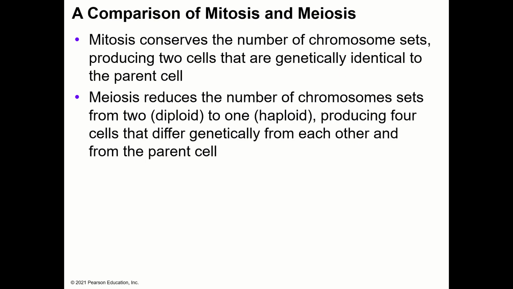Now, though, a comparison of mitosis and meiosis. Mitosis conserves the number of chromosome sets, producing two cells that are genetically identical to the parent cell. Meiosis reduces the number of chromosome sets from diploid, or 2, to haploid, or 1, producing 4 cells that differ genetically from each other and from the parent.